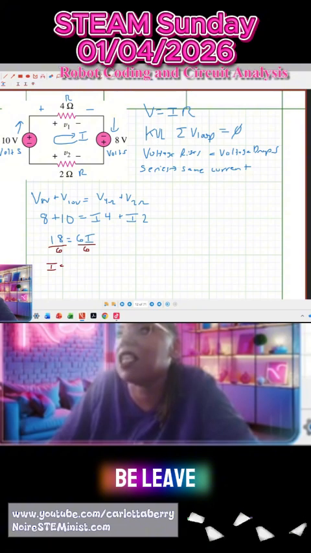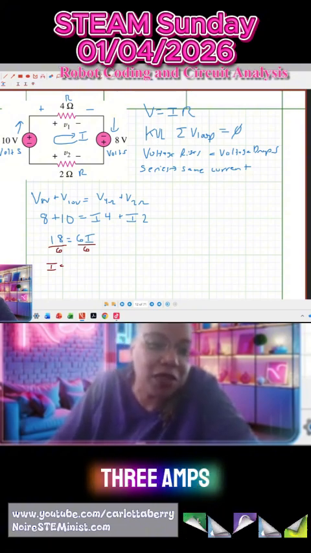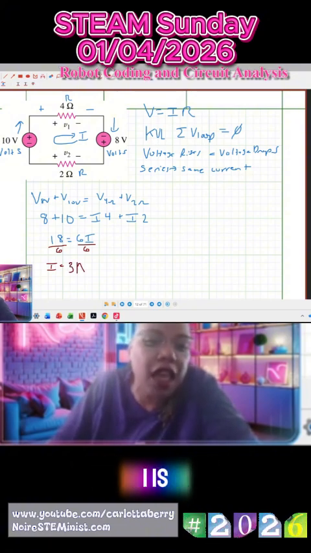Stephanie said, leave me be, leave me be. I equals 3 amps. Thanks, Miss Strix. You were so close. I is equal to 3 amps.